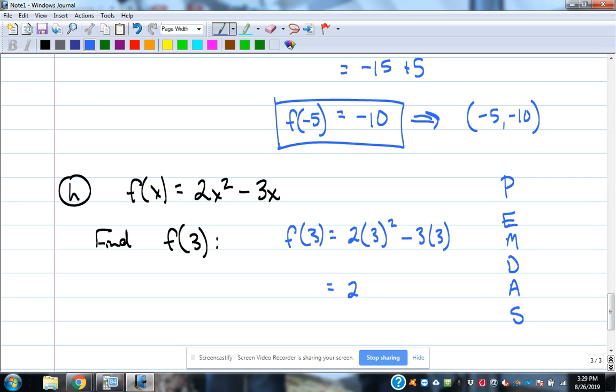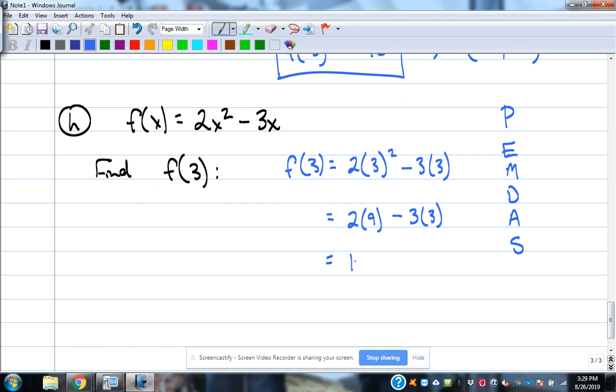So exponent's going to happen first for 3 squared. So 2 times 3 squared would be 18. And then we can do the multiplication or division that happens in the problem. So that'd be 18 minus 9. Right? And then 9. F of 3 for this one is 9.